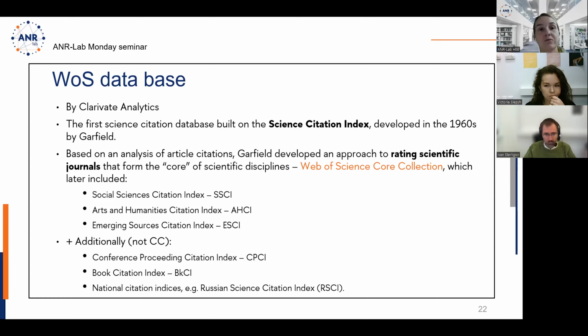It is interesting to see how it was developing, because the basis of this database is Science Citation Index, which was developed by Eugene Garfield in the 1960s. Then he proposed an approach to rate scientific journals, and he proposed how to make a kind of core of a scientific discipline. So there are some journals which are in the core, and this was called Web of Science Core Collection. So Web of Science Core Collection includes core journals in different scientific disciplines.